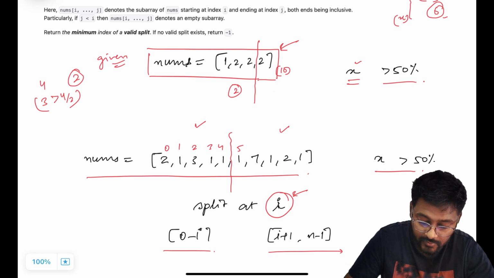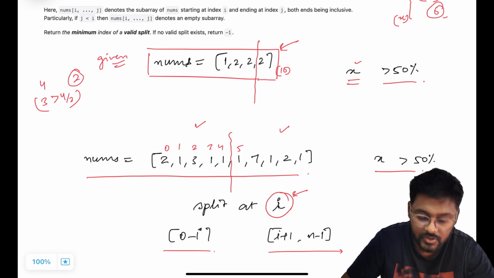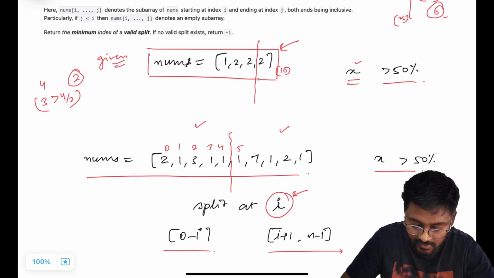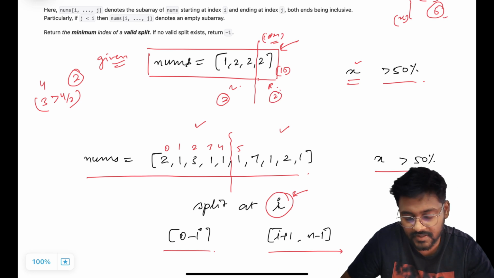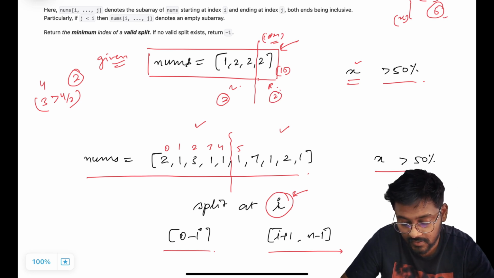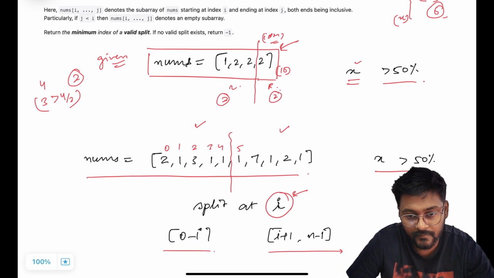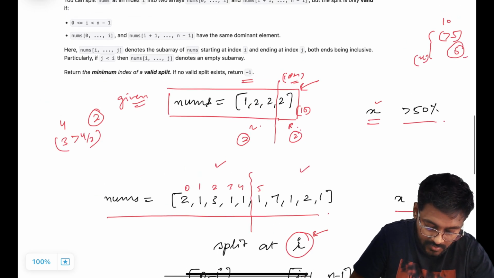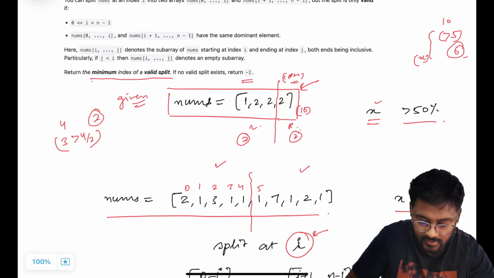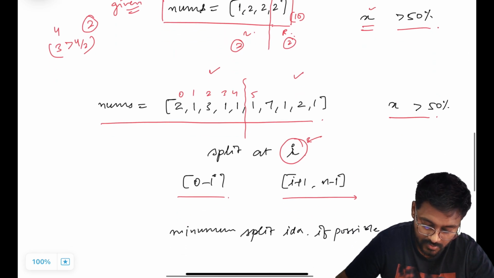In that case, what we have to return is the minimum possible index of that split, the earliest split that you can make, such that the left portion and the right portion have the same element as a majority element. This is our problem statement. And if the split is not possible, in that case we can return -1 directly. Return the minimum index of a valid split. If no split exists, return -1. So this is our problem statement.